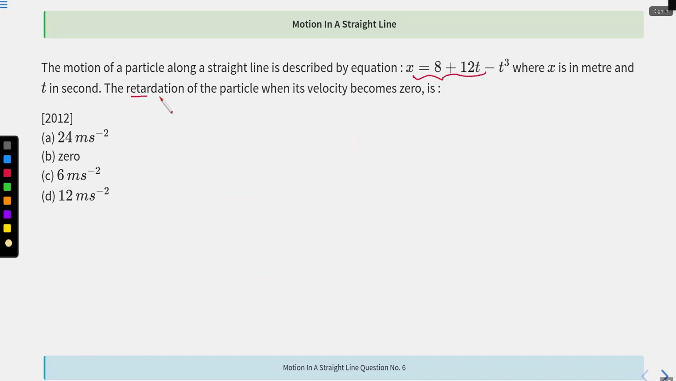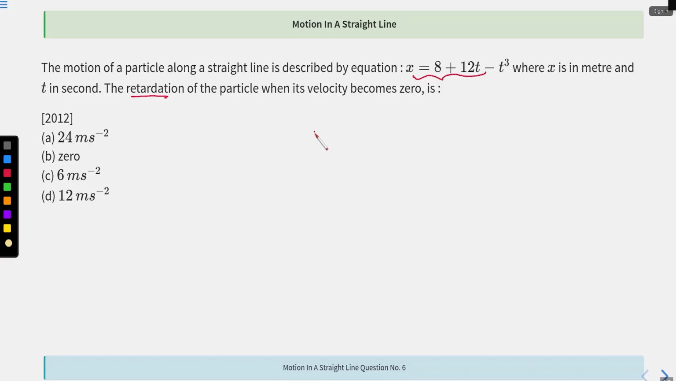Now the question arises: what is retardation? See, everybody knows about acceleration, right? Acceleration happens when the change is in the direction of the velocity as well as the particle's motion. So when the rate of change of velocity with respect to time is in the direction of the velocity, that is called acceleration. The same acceleration, if it is in the opposite direction, is called retardation. So basically, if I'm retarding, that means I'm going to stop.